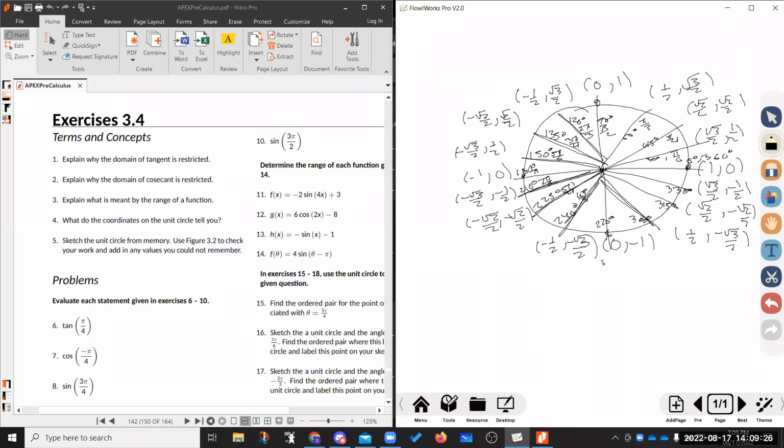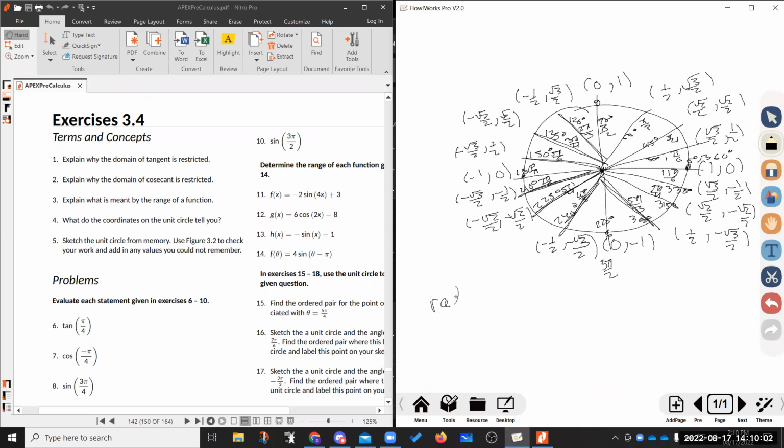This is 3 pi over 2 radians. This is easier for me to do it this way, 11 pi over 6. This is going to be 7 pi over 4, and this is going to be 5 pi over 3. Again, you can come around in a negative direction.